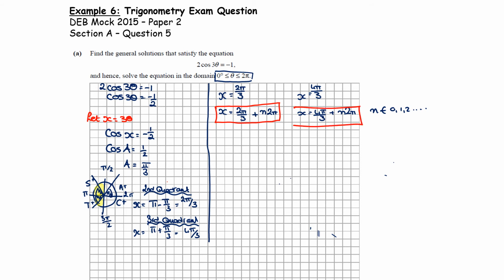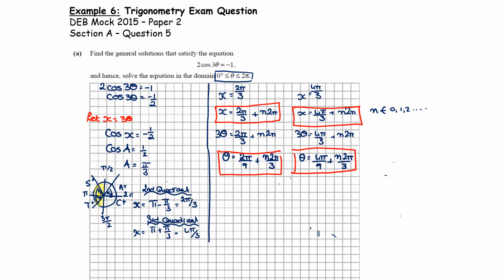However, they want our general solution of theta. So we have 3 theta is equal to 2 pi over 3 plus n 2 pi, and 3 theta is equal to 4 pi over 3 plus n 2 pi. Now, to get the general solution of theta, we're going to divide everything across by 3. So theta is equal to 2 pi over 9 plus n 2 pi over 3, and theta is equal to 4 pi over 9 plus n 2 pi over 3. And that is my general solution for theta.